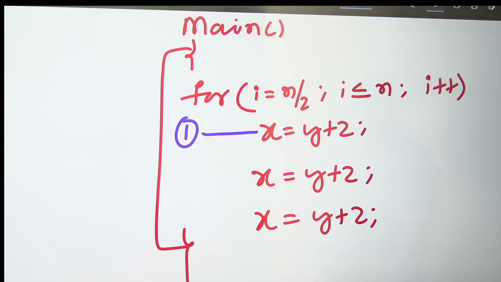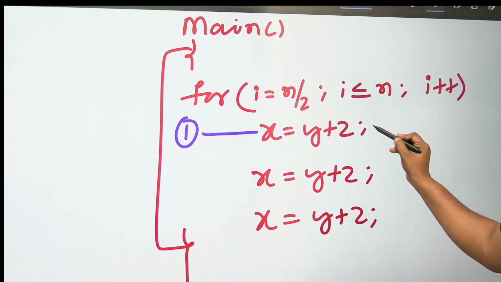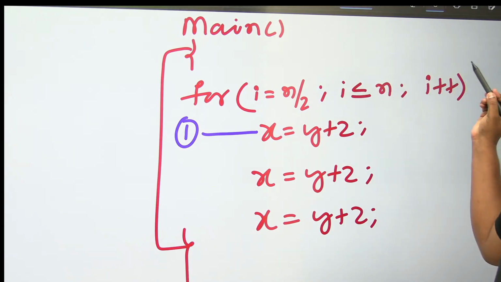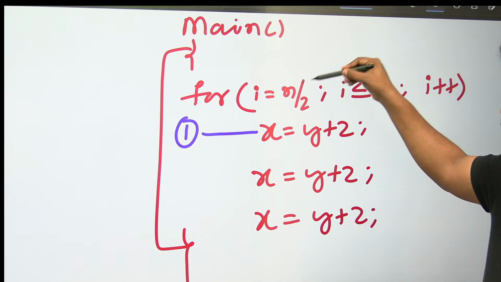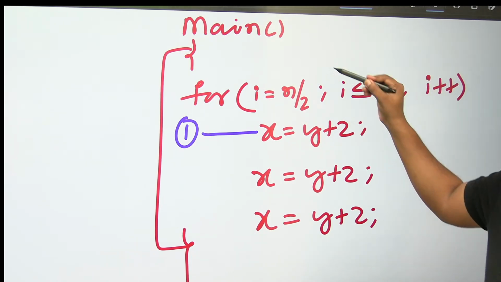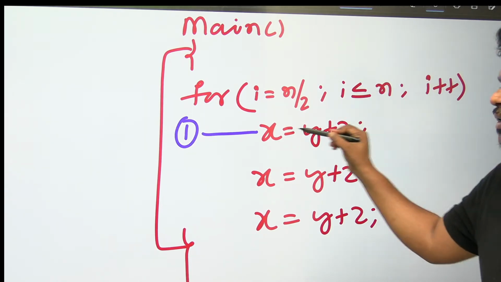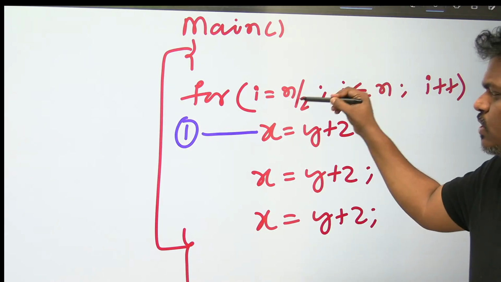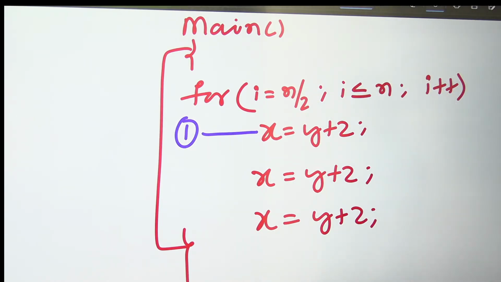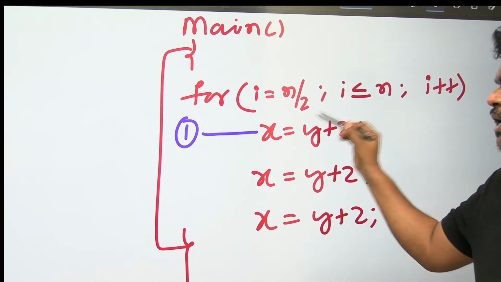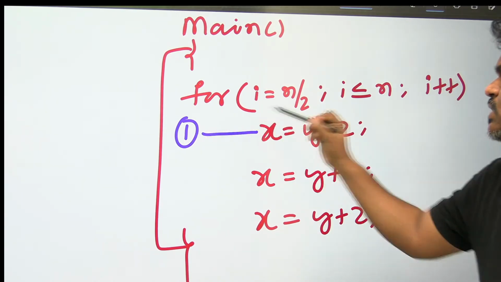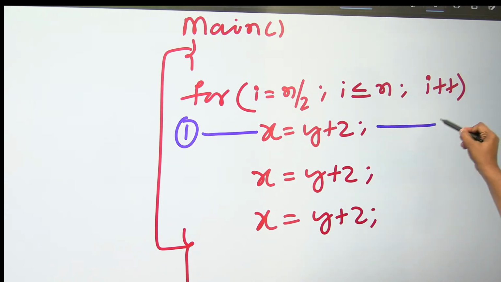A for loop doesn't have any statement of its own. The for loop provides the flexibility to the statement on how many times it should run. So the first statement will run because of the for loop.